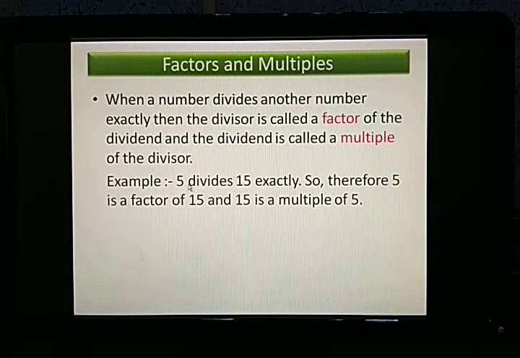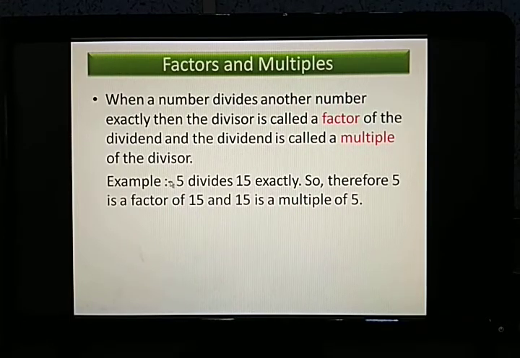Say 5 divides 15. 5 is what? That is the divisor, and dividend is 15 here. Clear? So here it's written, when a number divides another number, so 5 definitely divides 15, then the divisor is called the factor. This 5, which is the divisor, will be called the factor because it divides 15 completely. And the dividend is called the multiple. 15 is the multiple of 5.